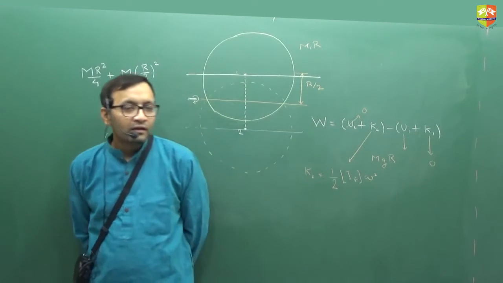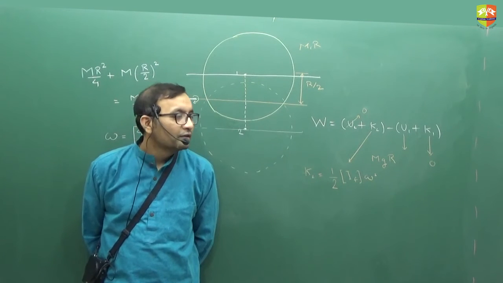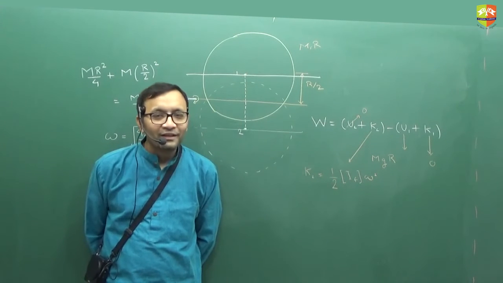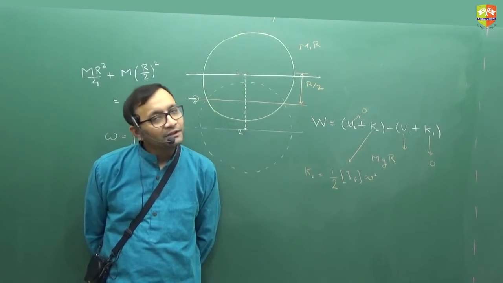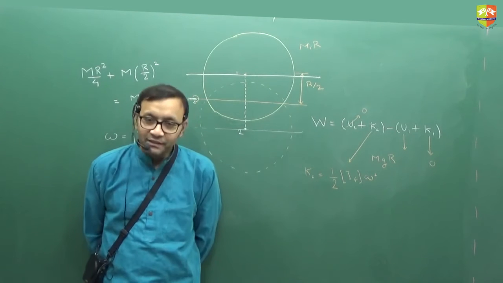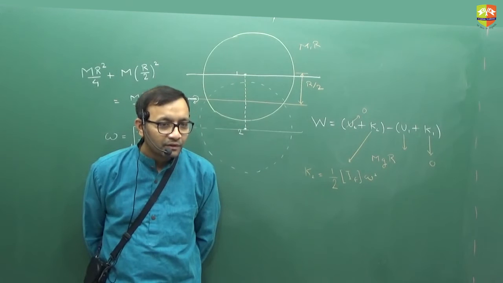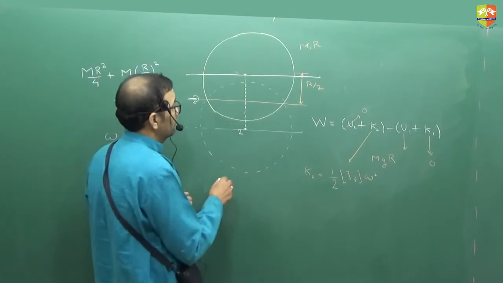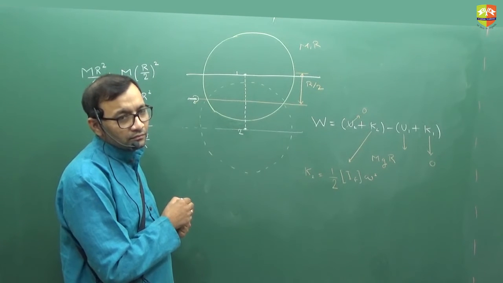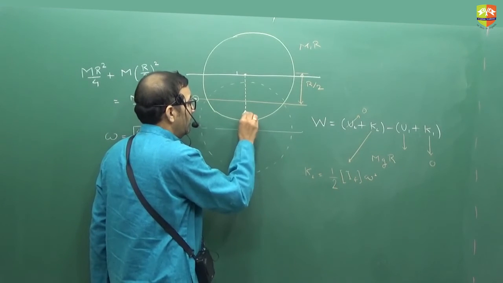Anybody got alpha? First tell me alpha. How much is alpha? Isn't it zero? The only force is mg that passes through the axis, touches the axis, so perpendicular distance is zero. So torque due to mg is zero, so alpha is zero. So there is no tangential acceleration. But is there a radial acceleration? Which direction? It's towards the axis, from radius towards the axis. How much is this acceleration?